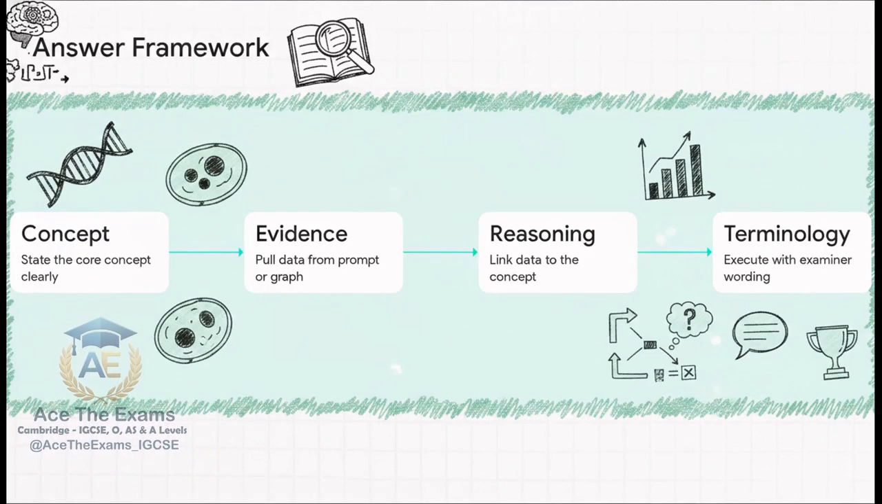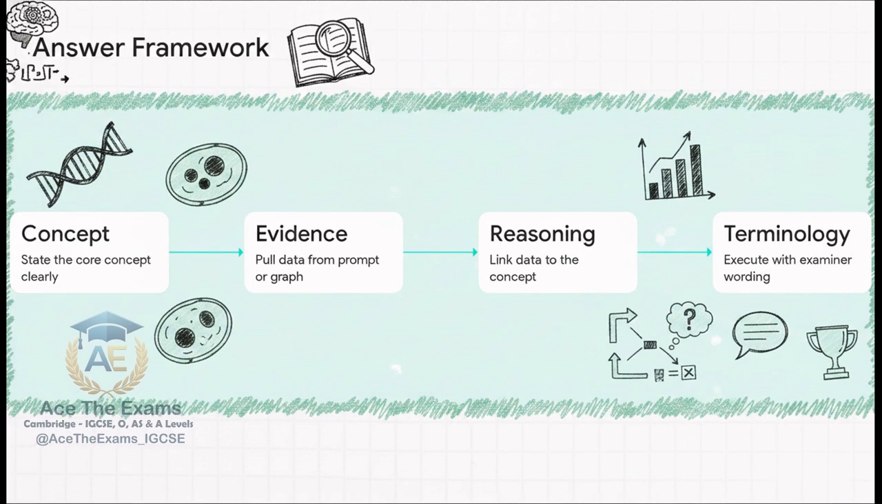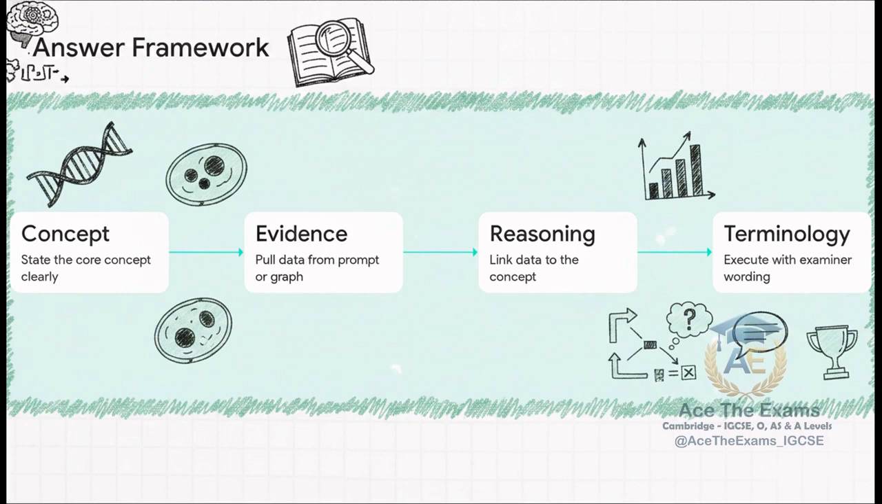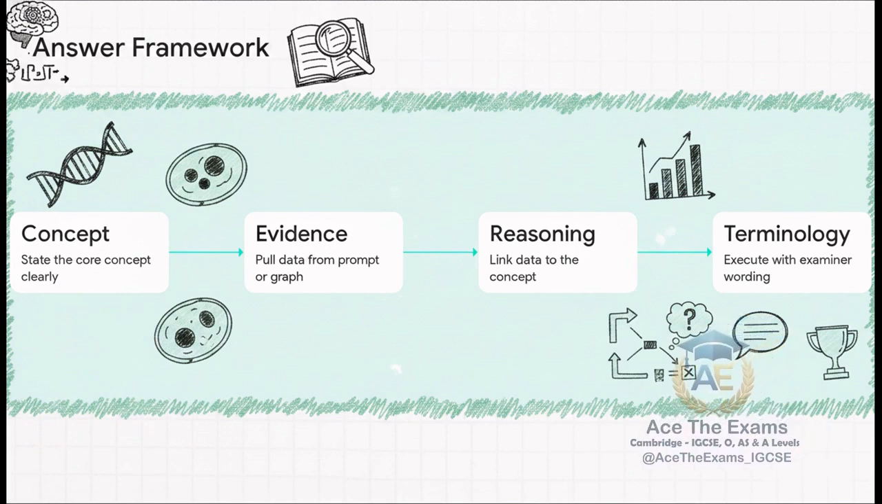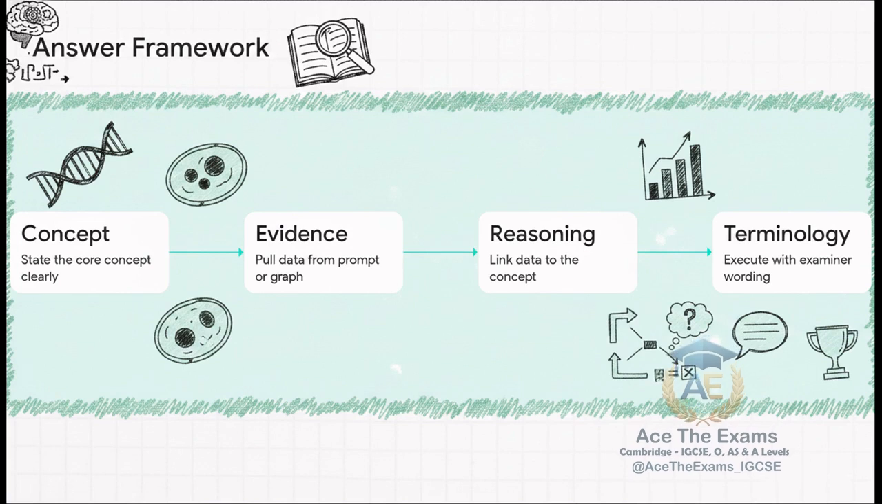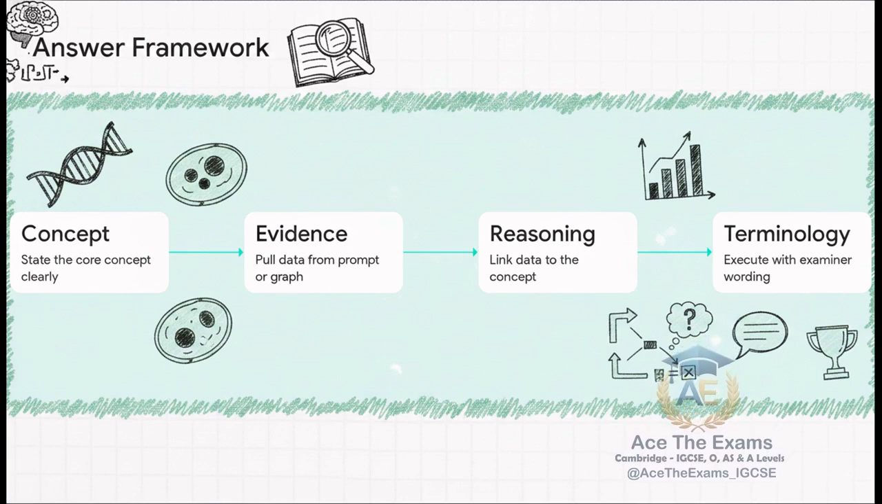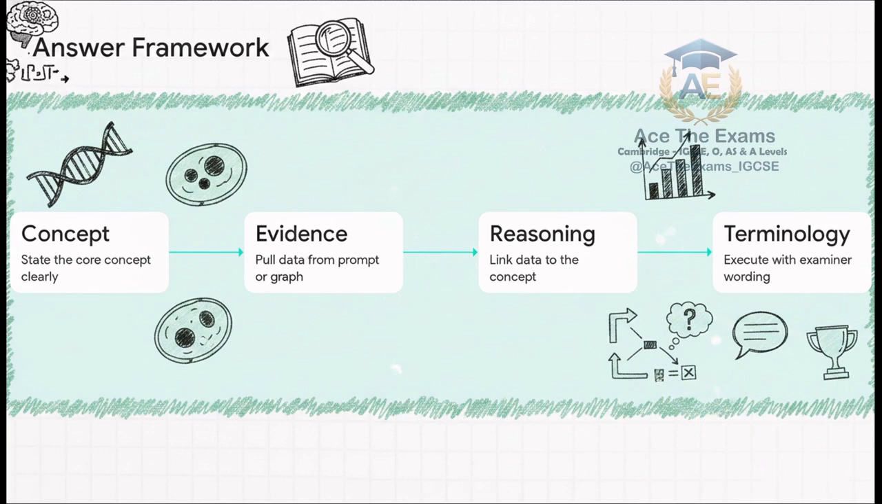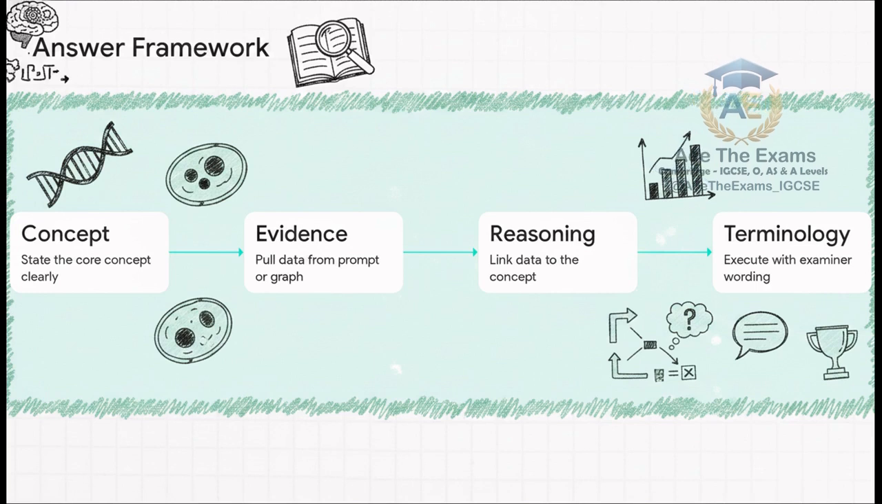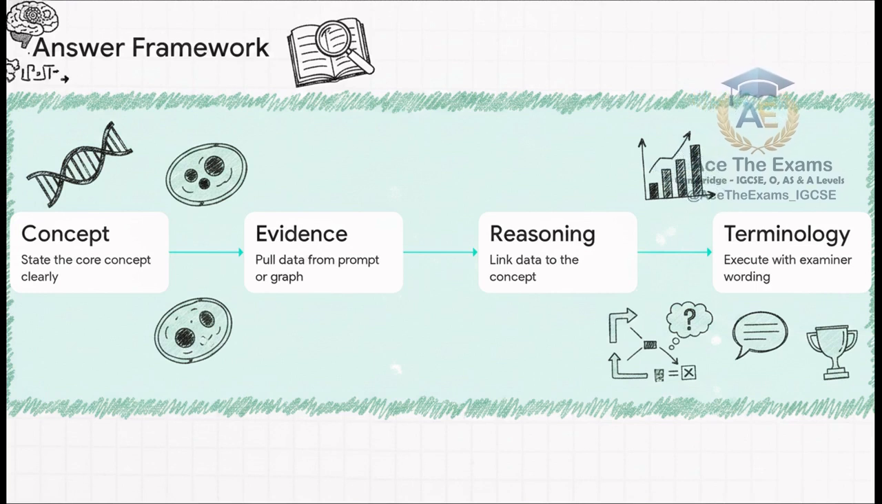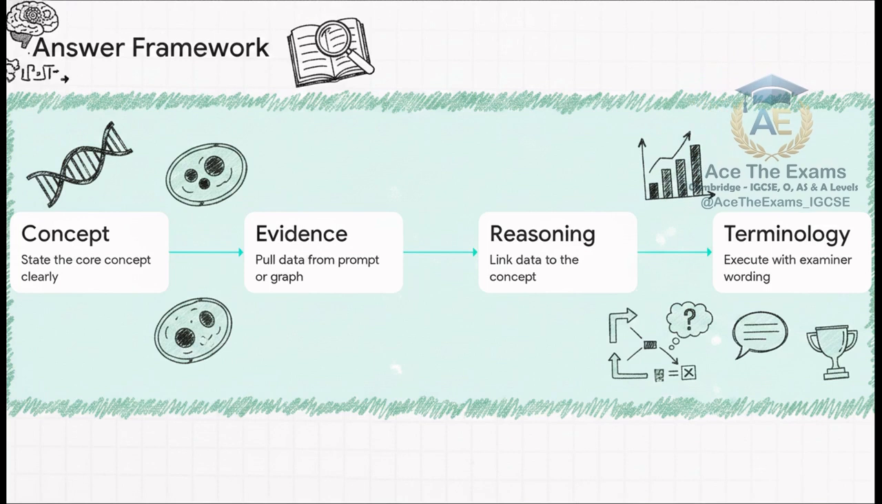To consistently hit those analytical depths, you need a system. Enter the 4-step answer framework that examiners actually use to award those top band marks. Step 1. State the core concept clearly. Step 2. Pull evidence or data directly from the question prompt or graph. Step 3. Apply scientific reasoning to link that data to the concept. And Step 4. Execute using precise examiner wording. If you follow this path step by step, you leave absolutely no room for the examiner to dock your points.